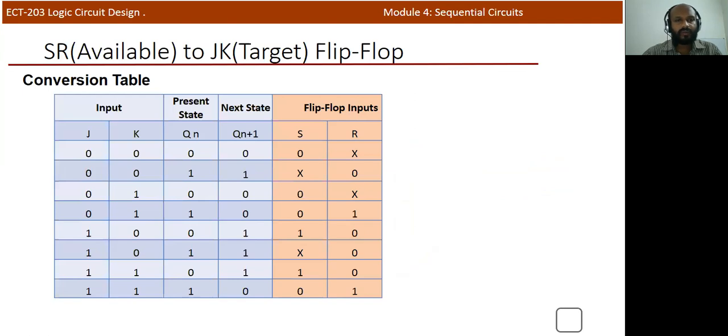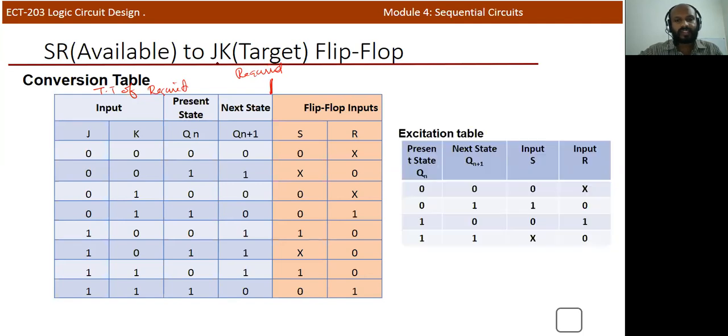Now we'll discuss how we can convert an SR to JK. So SR is the available one and JK is the required one, and we use the same procedure. First we will write the truth table of the required one. The truth table of the required one has JK inputs and Qn plus 1. So this is the truth table of the required flip-flop.